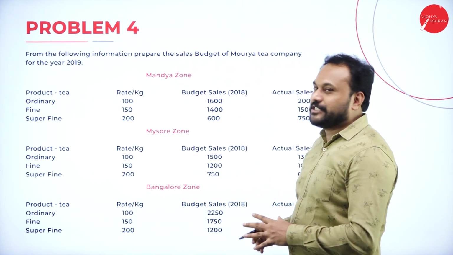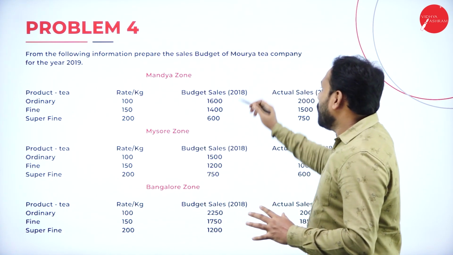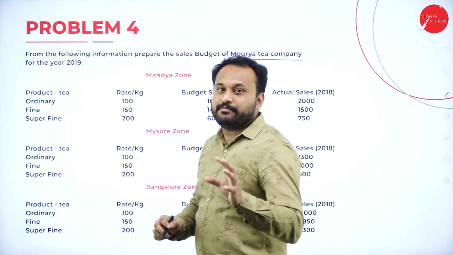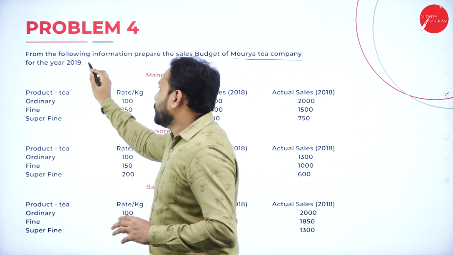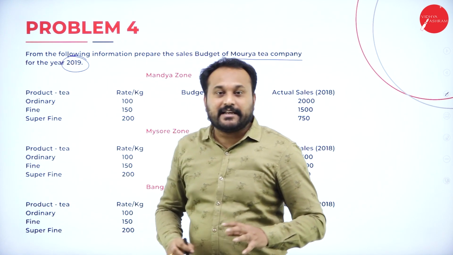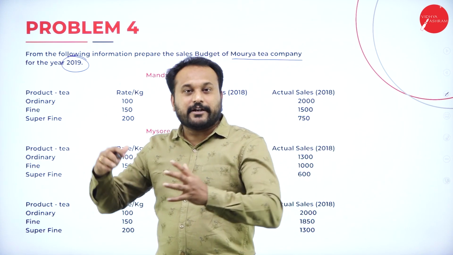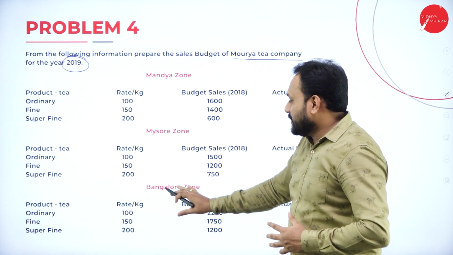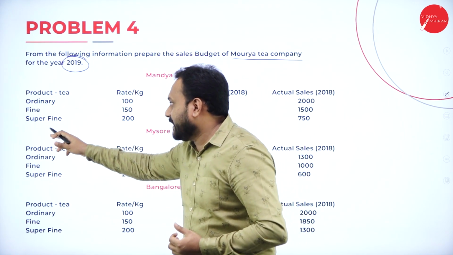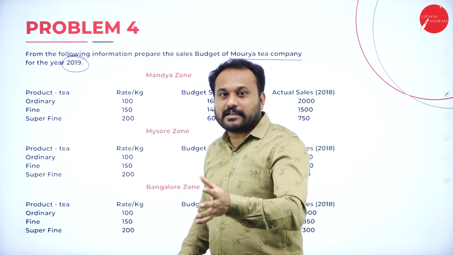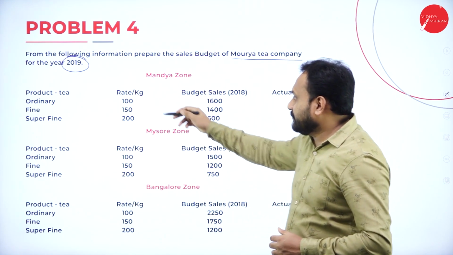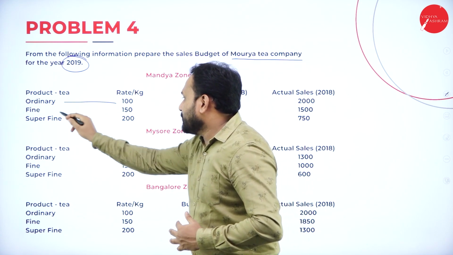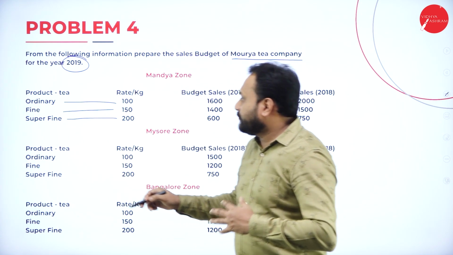From the following information, prepare the sales budget of Maurya Tea Company. That means here we are preparing a sales budget of Maurya Tea Company for the year 2019. Now 2019 is the next year according to this problem, and here we have Mandya, Mysore, Bangalore. We have ordinary, fine, super fine. It's a tea company, the Maurya company. They have given the rate here: 100 rupees for ordinary, 150 for fine, and 200 for super fine.